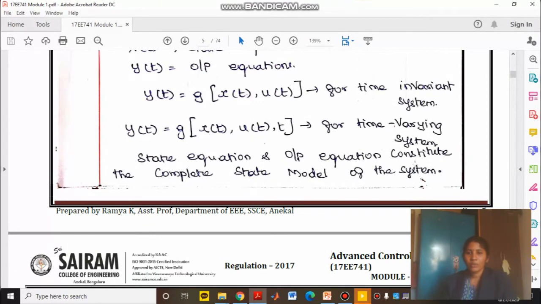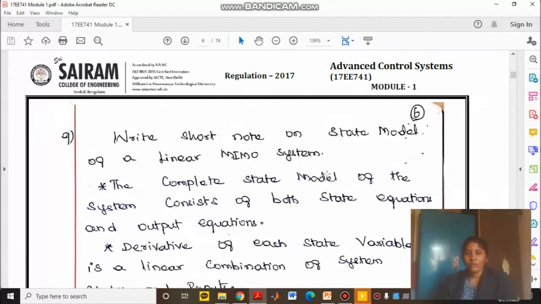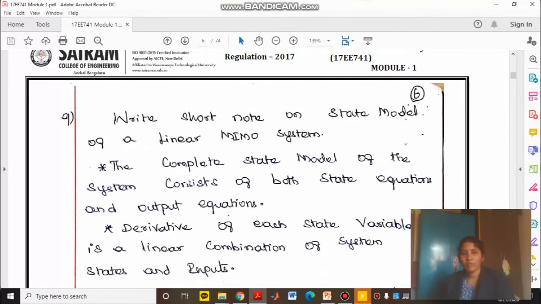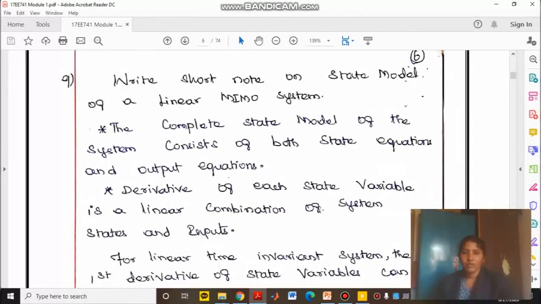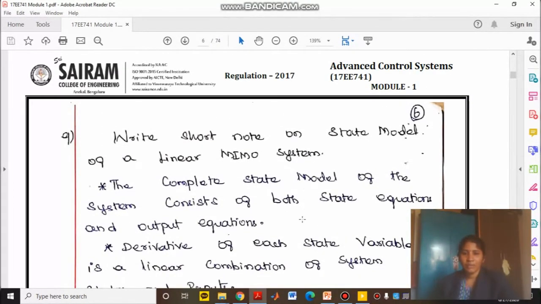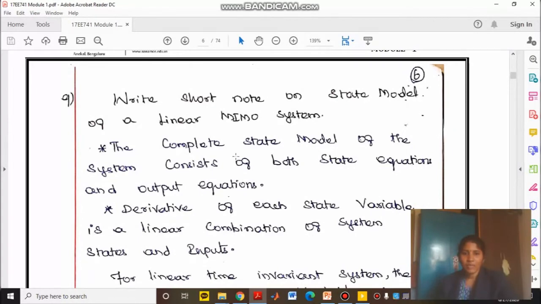State equation and output equation will constitute the complete state model of the system. Now we'll be seeing the linear state model of your linear MIMO system. In the previous session, we have seen how to arrive at your state equation and output equation. And in this class, we will see how to arrive at the state matrix and output matrix, the state equation matrix and output equation matrix, in case of your linear multiple input, multiple output system. So the complete state model of the system consists of both state equation and output equation.